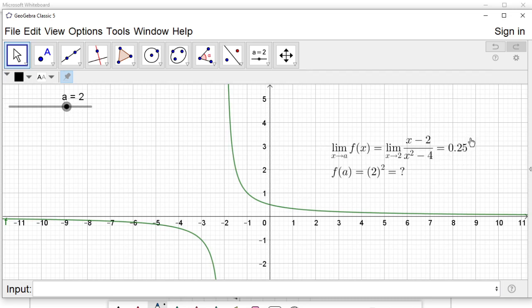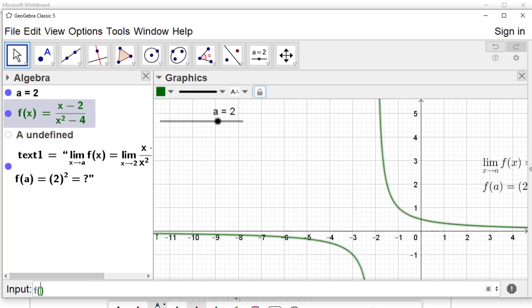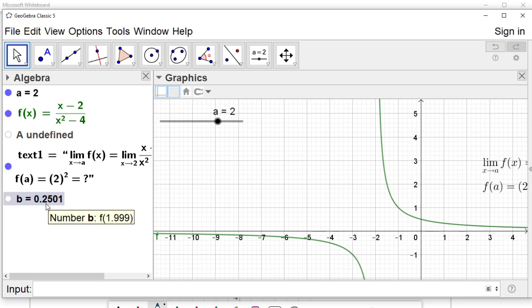So here, the limit exists. The limit is 1/4. And you can get as close as you want to 1/4 in this function by plugging in numbers close to 2. For example, if I plug in f of 1.999, I get a number very, very close to 1/4. Remember, 1/4 is 0.25, so 0.2501. I'm within 4 decimals of being equal to 1/4.